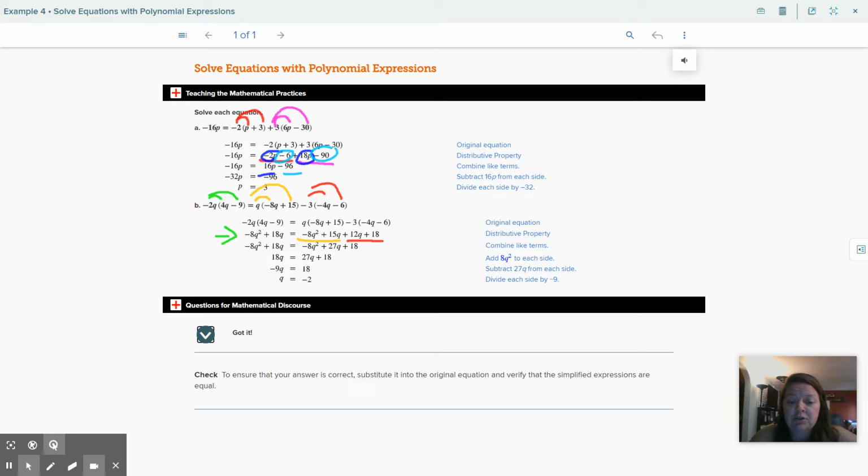To ensure that your answer is correct, substitute it into the original equation and verify that the simplified expressions are equal. So what they want you to do is take that negative 2, put it back into the original equation for q, and see if it works.